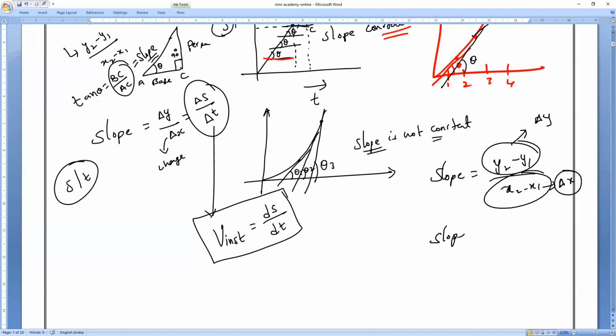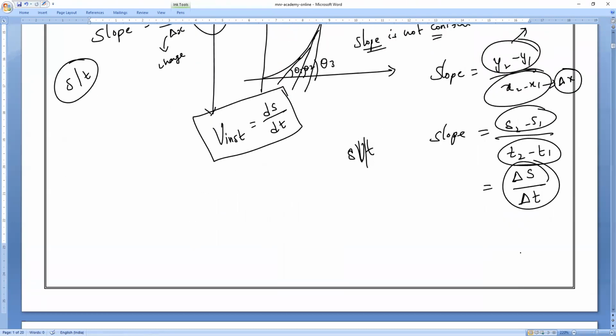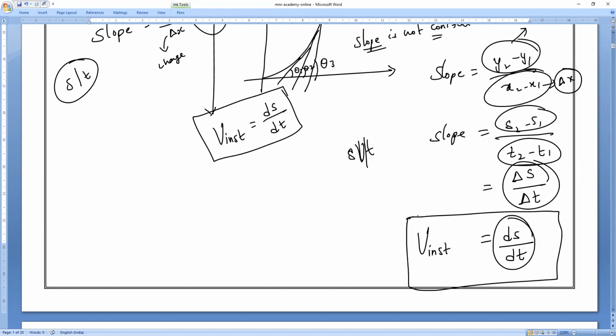Same way, if you have taken the s versus t graph, then slope is equal to s2 minus s1 divided by what will come? t2 minus t1. So s2 minus s1 will be represented as delta s, divided by t2 minus t1, delta t. But the time interval must be very small. If we want it very small, we have to differentiate. Then delta s I can represent as ds divided by dt. So that is what is called v instant. So v instantaneous, or instantaneous velocity, is equal to ds divided by dt. That is what you have to remember.